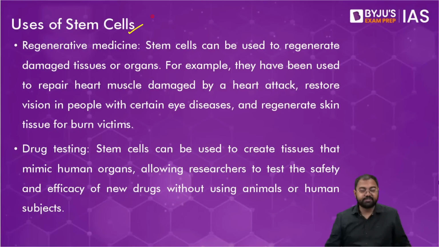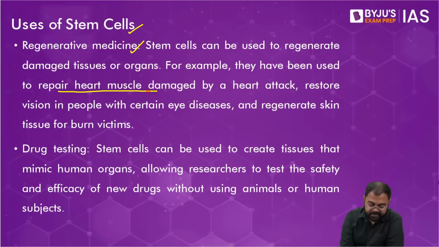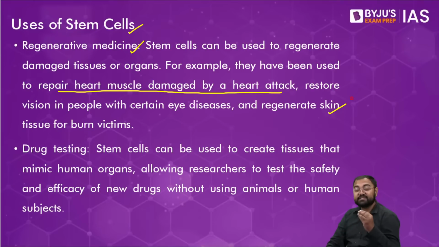Now, coming to the use of stem cells, we understand that there are various medical applications for which stem cells can be used. So, for example, regenerative medicine. In regenerative medicine, basically we try to regenerate damaged cells or tissues. So, for example, repairing heart muscles damaged because of a heart attack, or even in eye surgeries we see that something like this is used, or even for burn victims or injuries, skin regeneration can also be done. So all these things can be done with the help of stem cells.